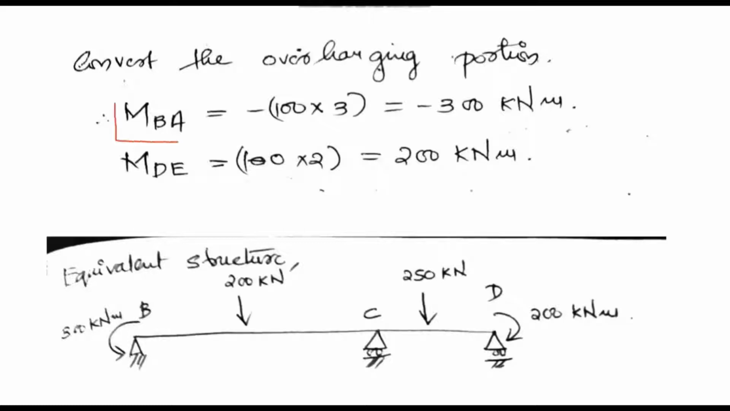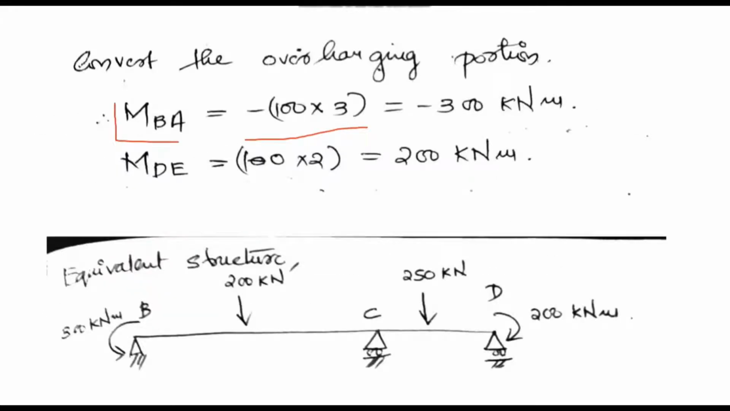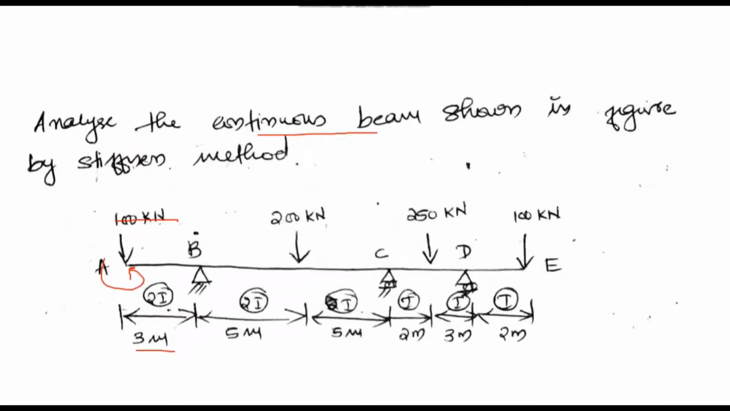Thus, MAB will be minus 100 into 3, that is 100 into 3. It is in the anti-clockwise direction, therefore we have a negative sign. In case of MDE, it is 100 into 2, that is 200 kilonewton meter. It is in the clockwise direction, so we'll have the value as positive.